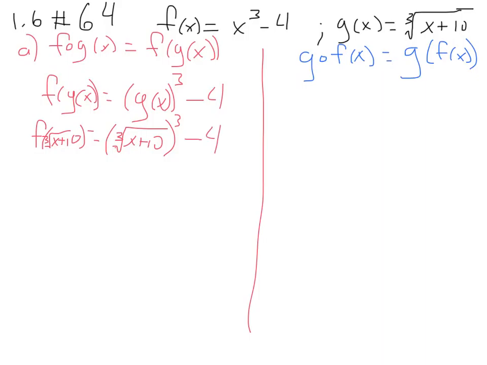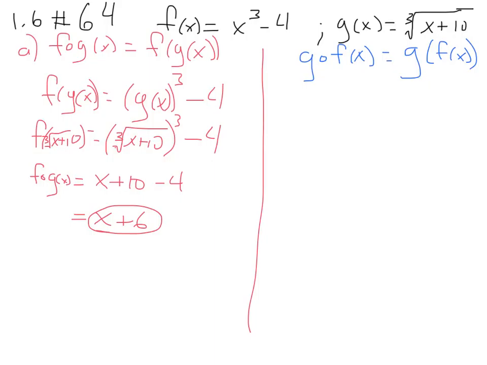Cubed, minus 4. Now, a cube of a cubed root is the original function, and since this is an odd root, we don't have anything weird happening. We just get the entire x plus 10. We don't have to worry about negatives or any of that strange stuff. Odd roots are nice like that. So f composed with g of x: the cubed root cubed just gives us x plus 10 minus 4. Now we combine our 10 and our 4. This is going to be x plus 6.